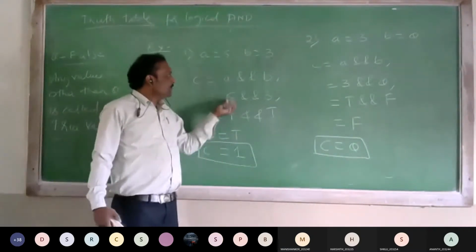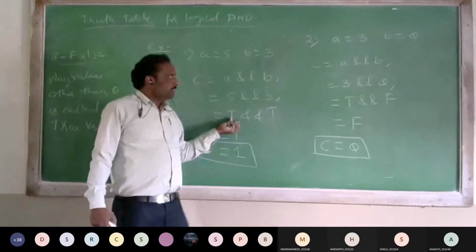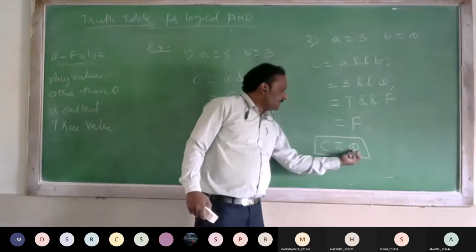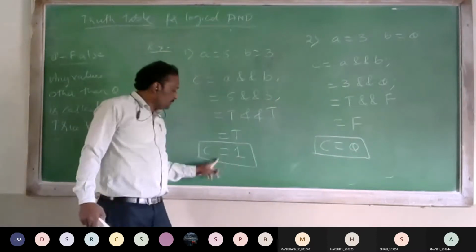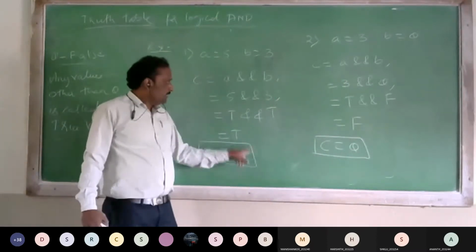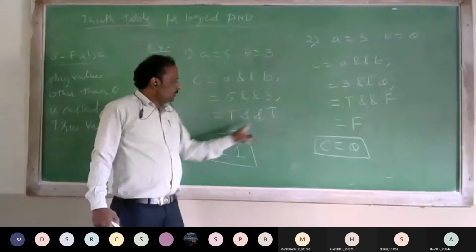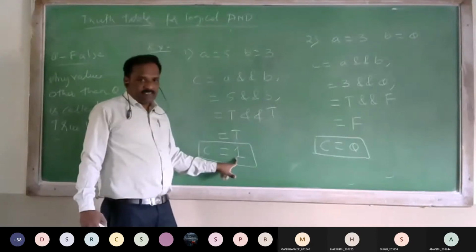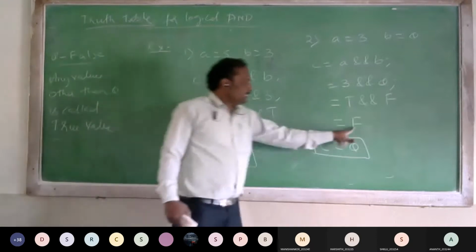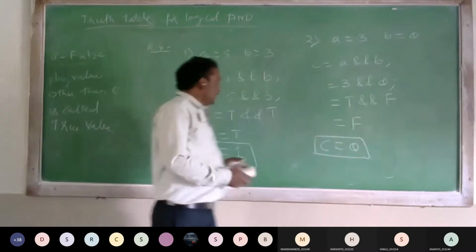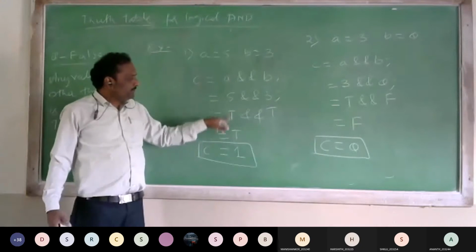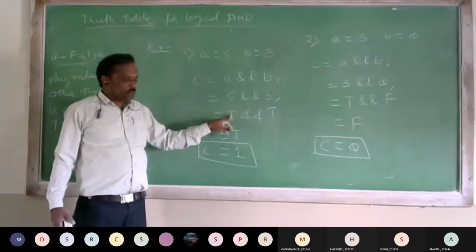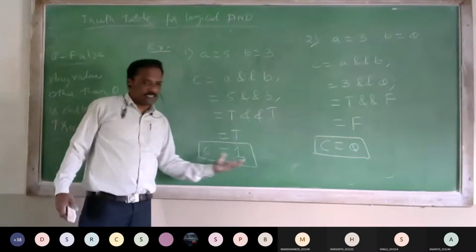Now, don't get confused. Here, A is 5. For 5, I am writing true. Here, A is 3. For 3, I am writing true. But the result will always be 0 or 1. Here, you should not take C equal to 5. Here, 5 and 3, true and true. True and true result is true. True means you have to take 1. False means we will take 0. Any value other than 0 is called true, but the result will always be 1 or 0.